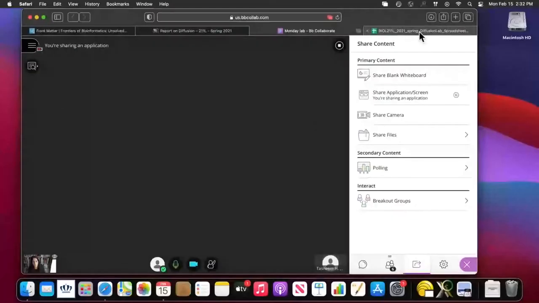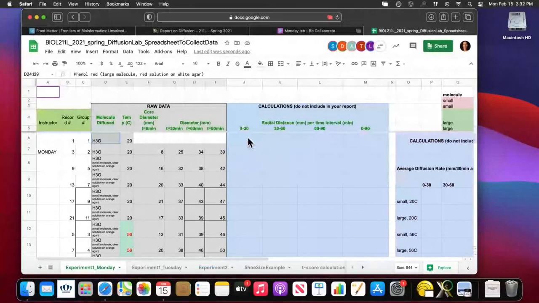Okay, this next part is to teach you how to do calculations, or how you can make the spreadsheet do the calculations for you. And it's kind of beautiful because it saves you so much work.